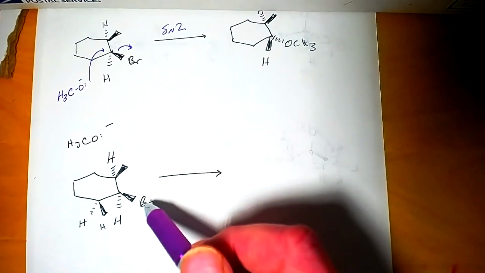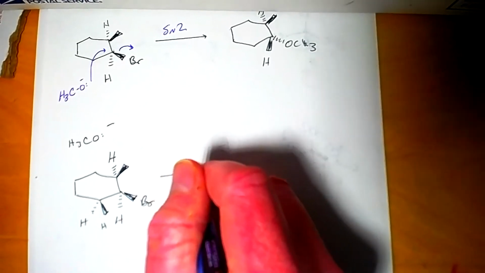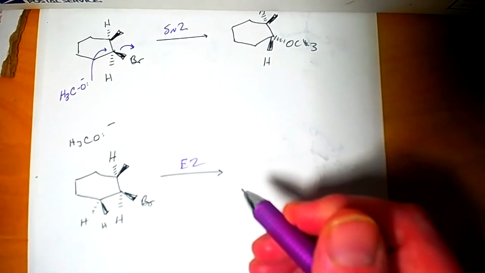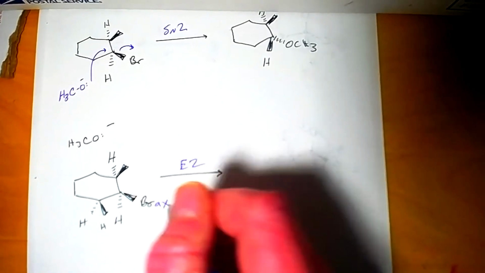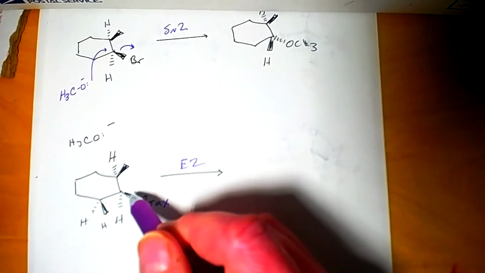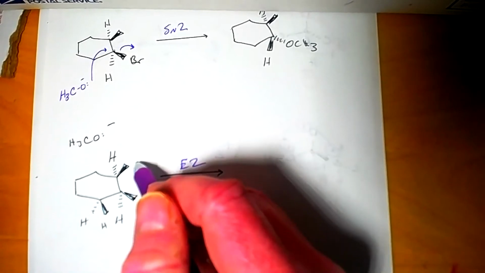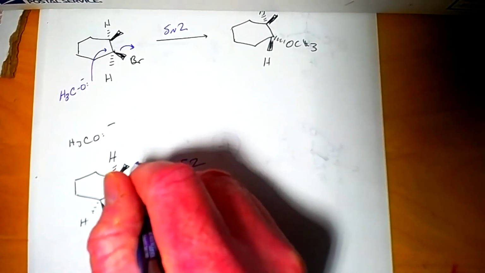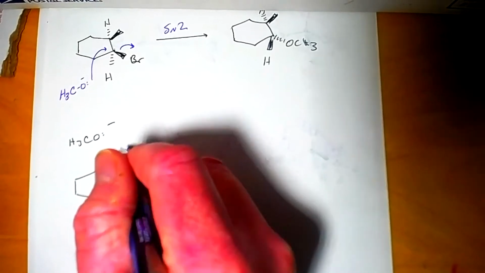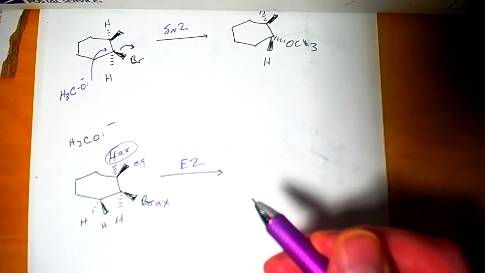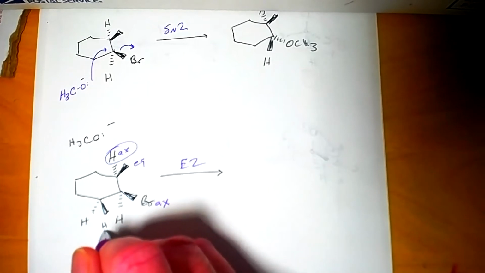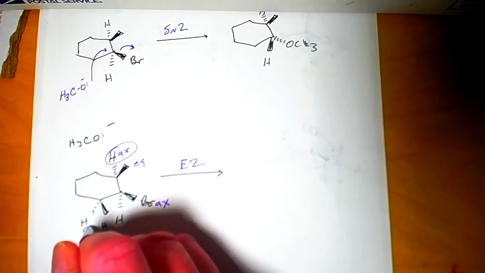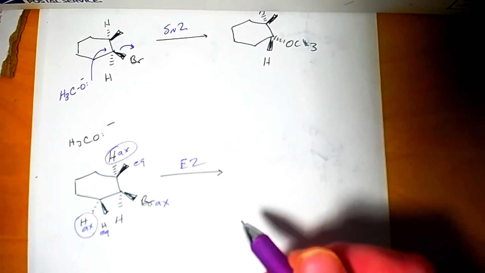Now, on this one, if this is going to do an E2 elimination, well, then it has to follow the anti-periplanar rule. So if the bromine is axial, okay, and see here it is being wedged, well, then that means this wedged group is going to need to be equatorial. So this hydrogen is axial, so it can eliminate. But there's also hydrogens over here to consider as well. So if this is going to be equatorial, then that means that hydrogen is axial also.